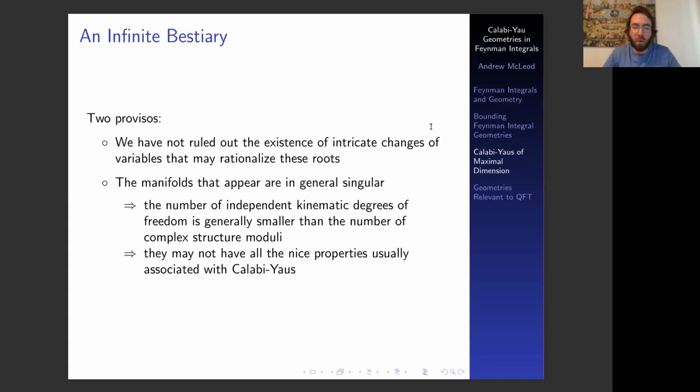And probably more importantly, the manifolds that appear in this procedure are in general very singular. It's easy to see this is the case because all the infinite classes that I pointed to have a fixed number of external legs. And so in general, the number of independent kinematic degrees of freedom will be much smaller than the number of complex structure moduli determining the shape of these Calabi-Yau manifolds. And as such, they might not have all the nice properties usually associated with these types of manifolds.